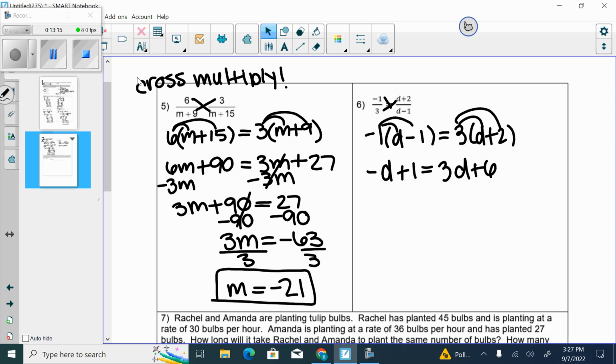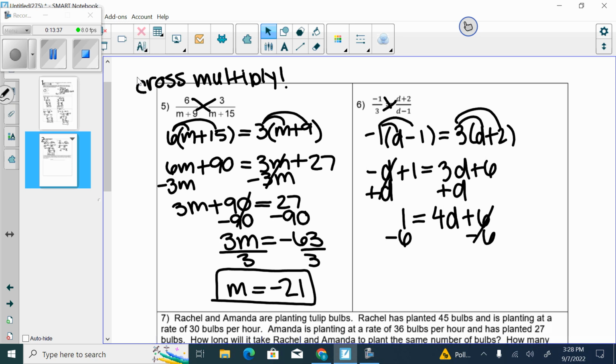The negative d, okay. So I've got 3d plus 1d. What's that going to give us? Good. Okay, what should we do now? Very good.